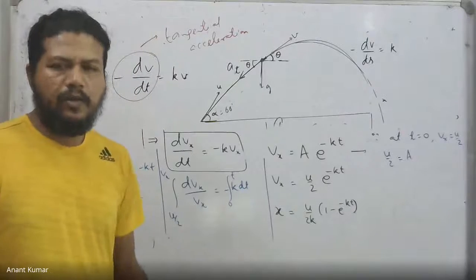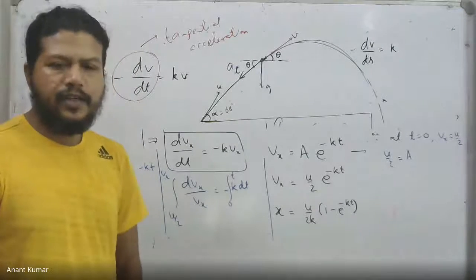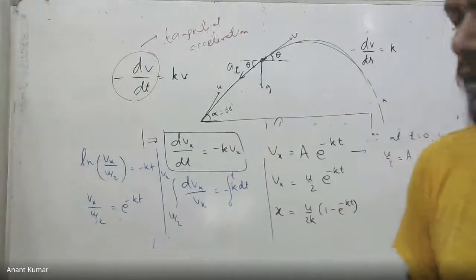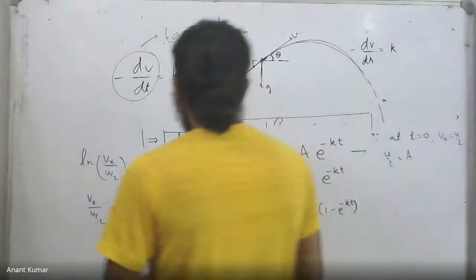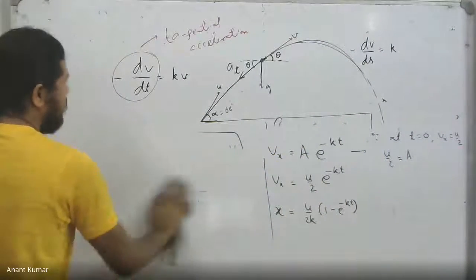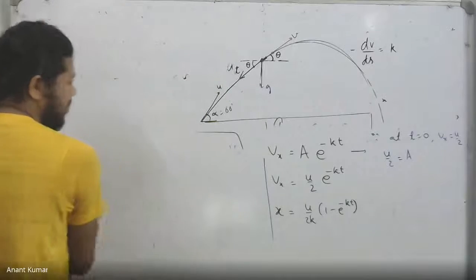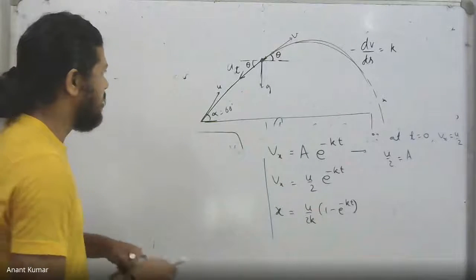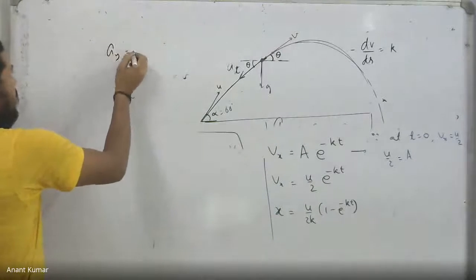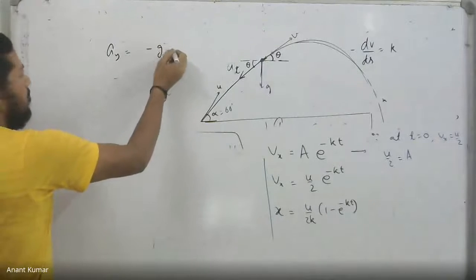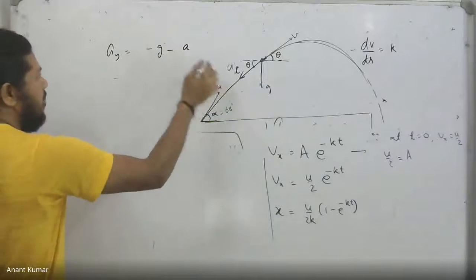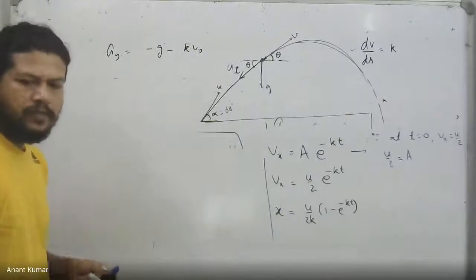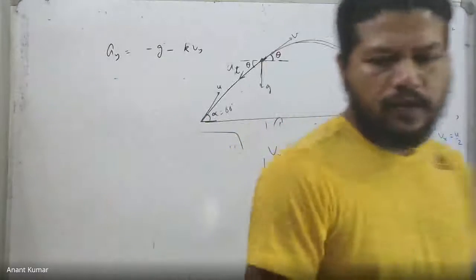Forget about how it is coming, by the way. Along the y direction, it turns out to be more complicated. I will not derive this result, but let me just write it down. Along the y direction, first of all, the acceleration turns out to be minus g minus k into vy. This is what I get in this situation.